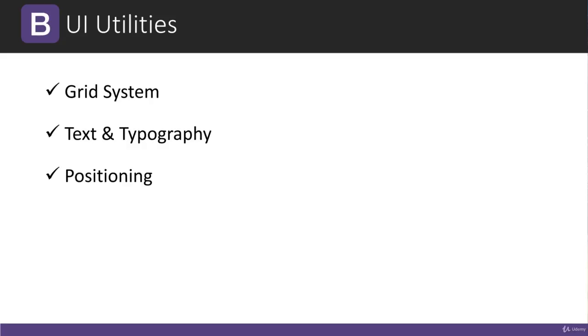So now I'm just going to quickly go over some of the features of Bootstrap, some of the utilities, the components, and so on, just very quickly. So we have the grid system, which uses flexbox, and is completely responsive. We have text and typography classes for things like alignment and font sizing. We have positioning classes. We can have classes to display things as blocks or inline blocks.